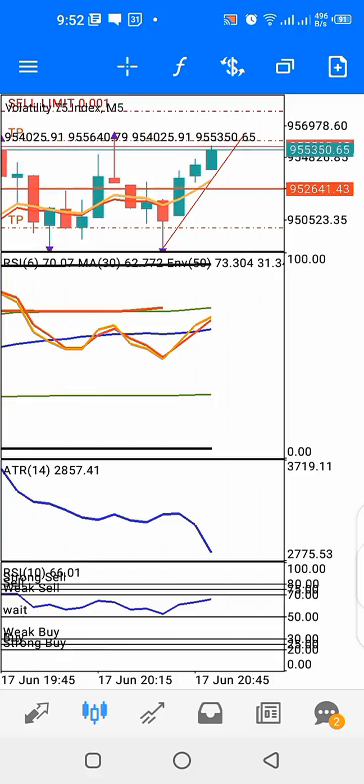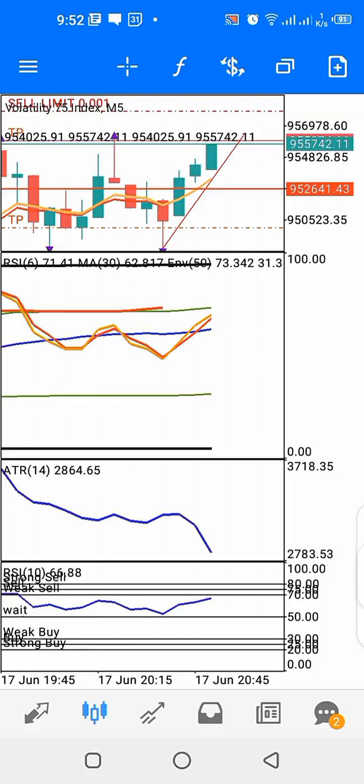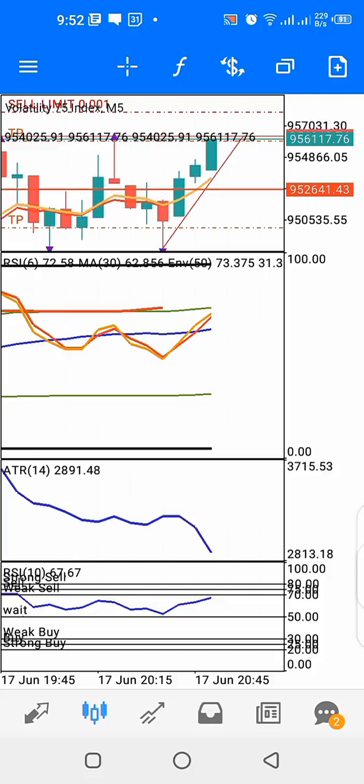For now, price is going up towards my sell limit. Remember, my sell limit is around the 958,000 level, and my buy limit is around the 948,000 level. But what price is doing now is rising towards my sell limit. When price gets to a sell limit, it triggers the pending order, and then the sell limit turns to a sell order, and you expect price to fall so that you are in profit.